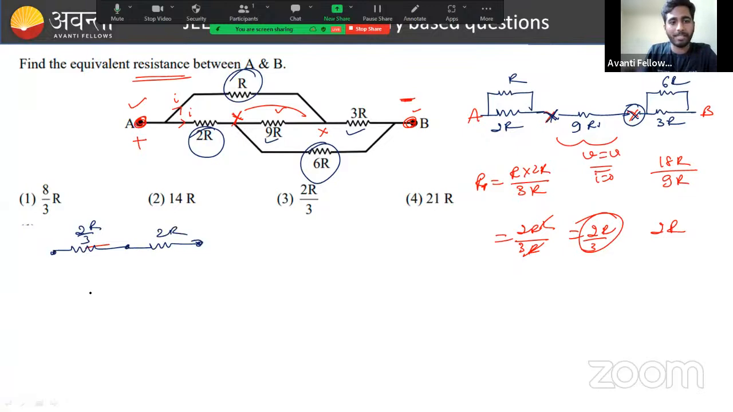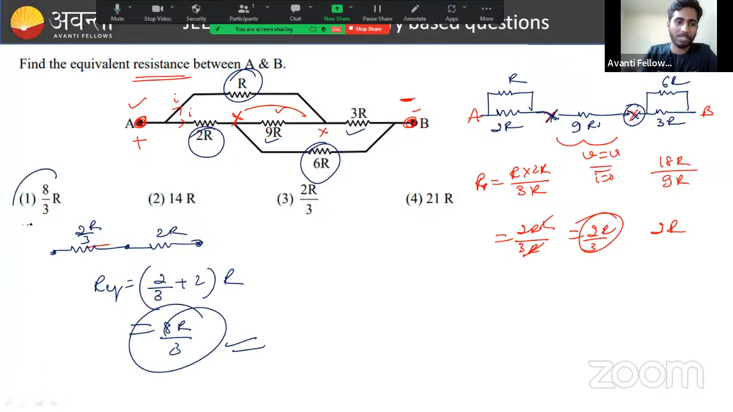These two are in series. Series means add these two. By adding these two, r equivalent will be 2 by 3 plus 2 into r. It is nothing but 8r by 3 we will get. Option B.